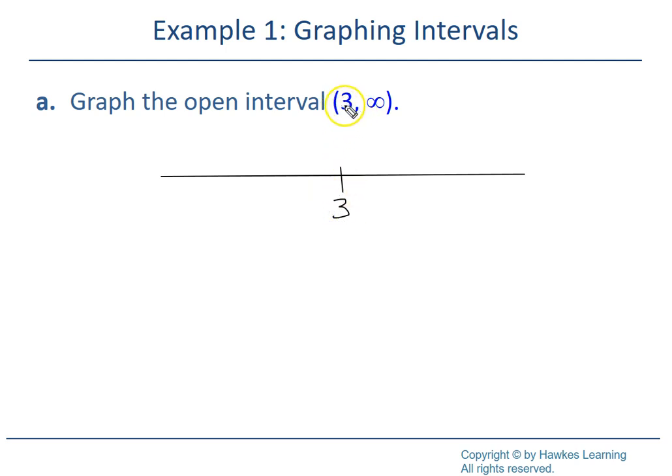Now, what symbol will we put to indicate a parenthesis? Because this is in interval notation on our graph. And the answer is we're going to use that parenthesis. And then this indicates it's going on to positive infinity. And there's the graph of this.